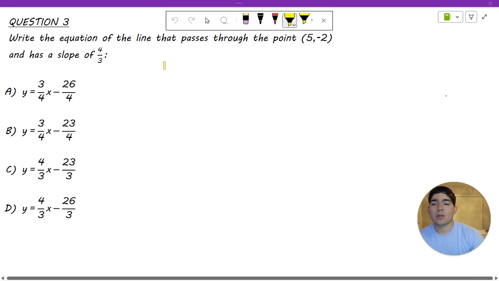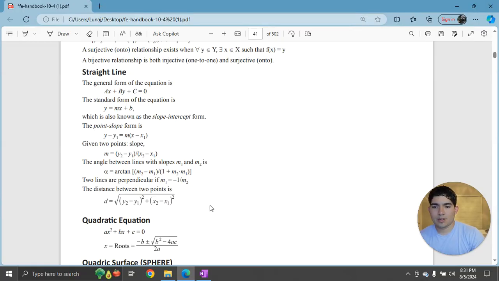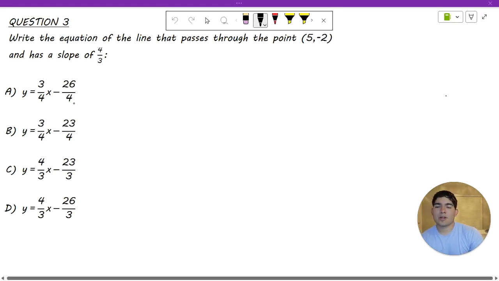Alright, moving on to question 3, we have a problem where we need to write the equation of a line that passes through point (5, -2) and has a slope of 4 over 3. So in order to do that, we're going to use a formula called the point slope formula. This is also in the FE reference manual in the same place as the previous ones. This is the point slope formula right here. It's y minus y1 equals m times x minus x1. So anytime that you're asked to find an equation and you're given a point and a slope, use the point slope formula. So that's the formula right there.